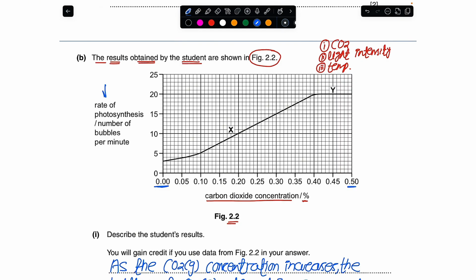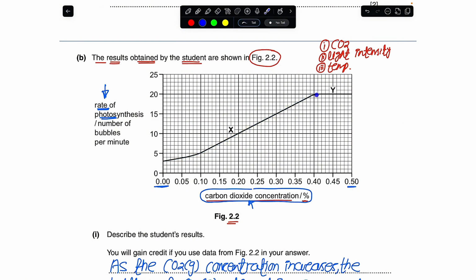And if we look toward the y-axis, here they have given you the rate of photosynthesis. So this is our dependent variable, and the rate of photosynthesis is proportional to the number of bubbles that would be produced per minute. What you have to remember is that anything that comes on the x-axis, which is the carbon dioxide concentration, in this part of the graph would act as limiting, and the other two factors, which are the light intensity and the temperature, would be in excess.